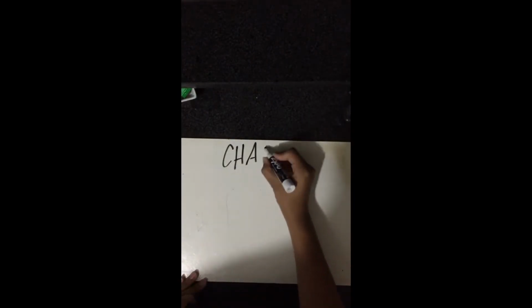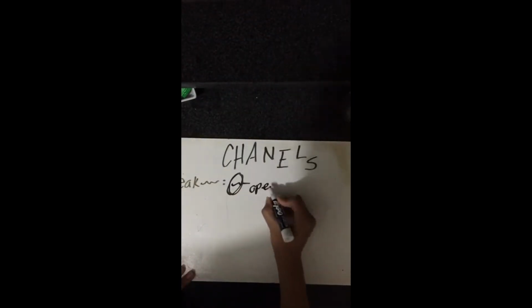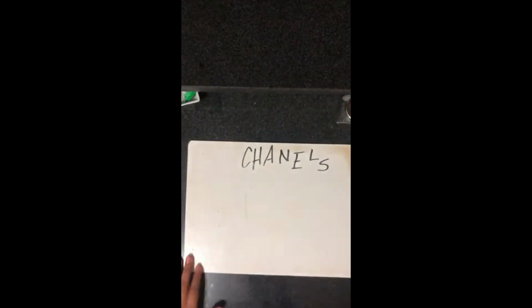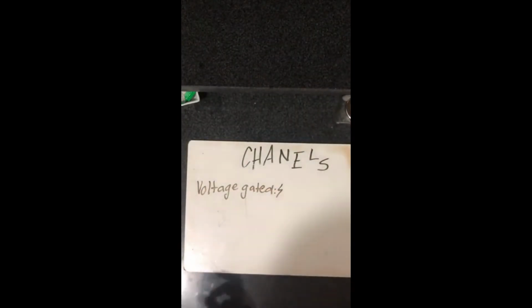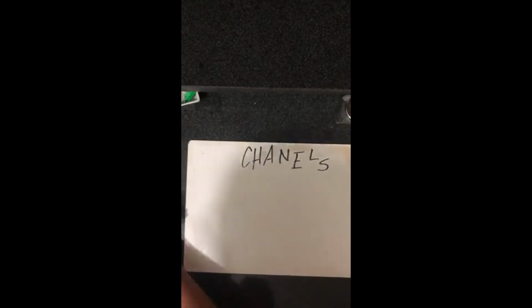Leak channels are almost always open, allowing a steady flow of ions. Ligand-gated channels open upon the binding of the ligand. And voltage-gated channels are regulated by the membrane voltage. They open at some values of the membrane potential and close at others.